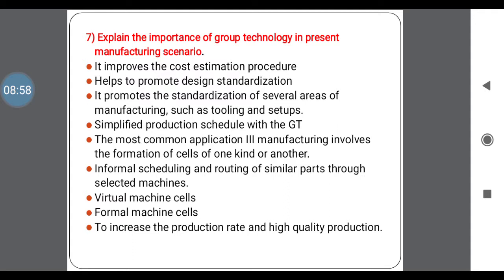It also simplifies the group technology work. It uses the virtual machine cells and also formal machine cells. It also is used to increase the production rate with high quality production. Means once you implement group technology, the production rate will increase with increasing quality and in less time. Those are some applications or importance of group technology in manufacturing.